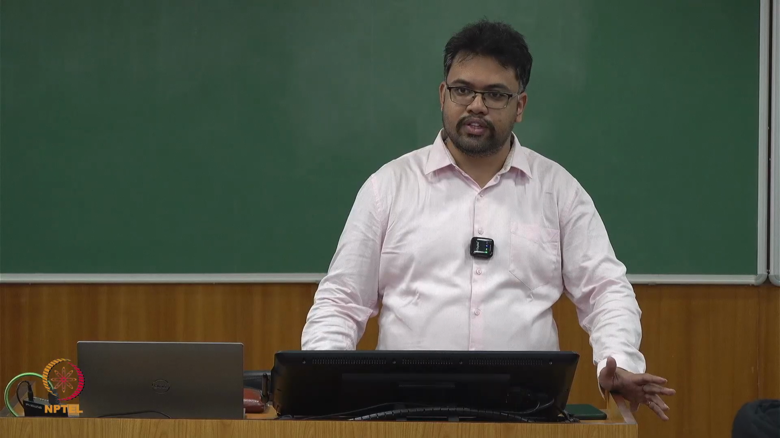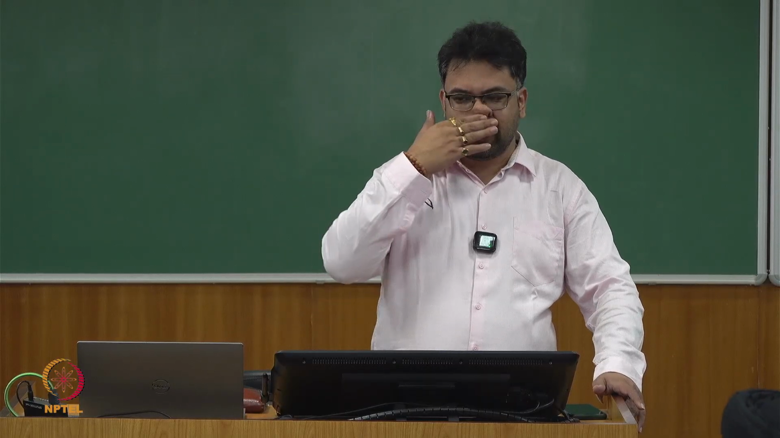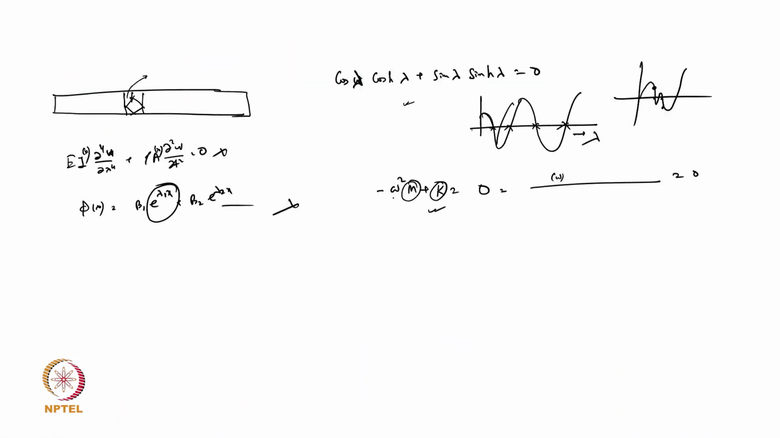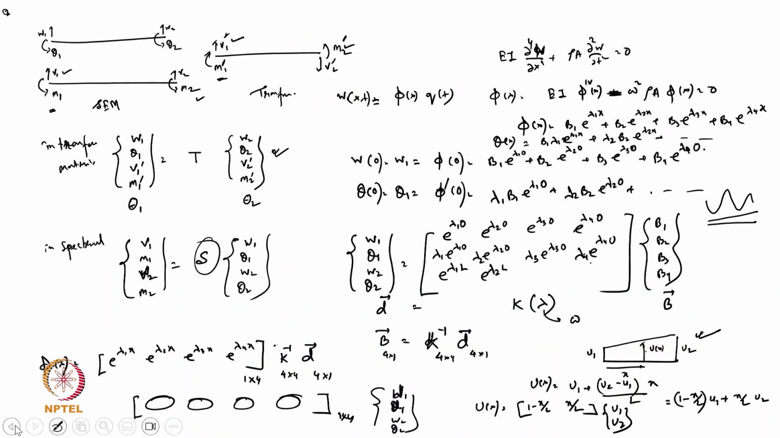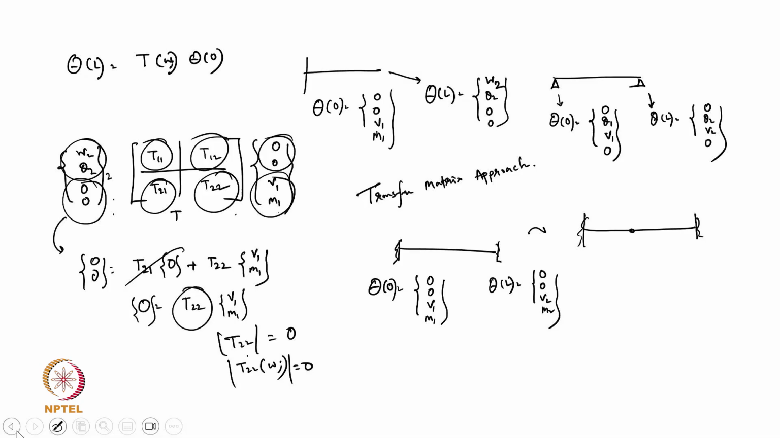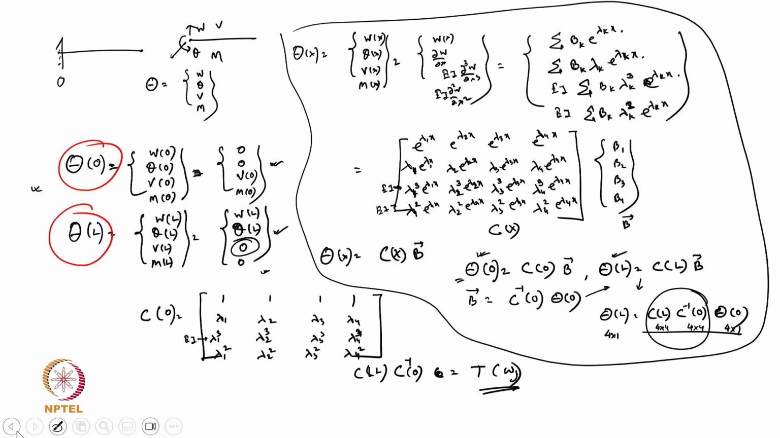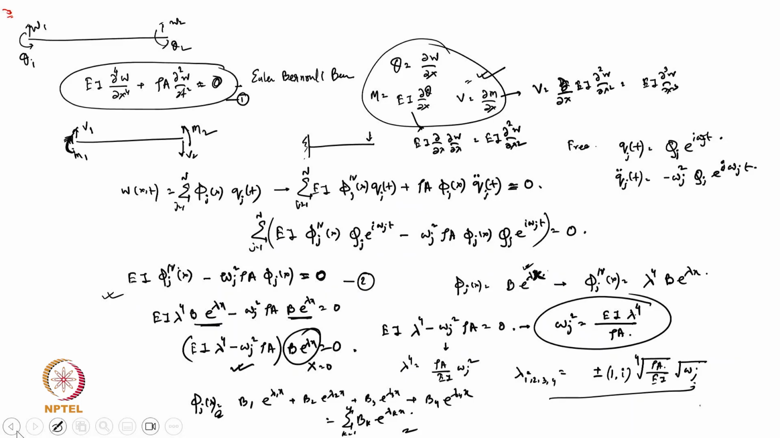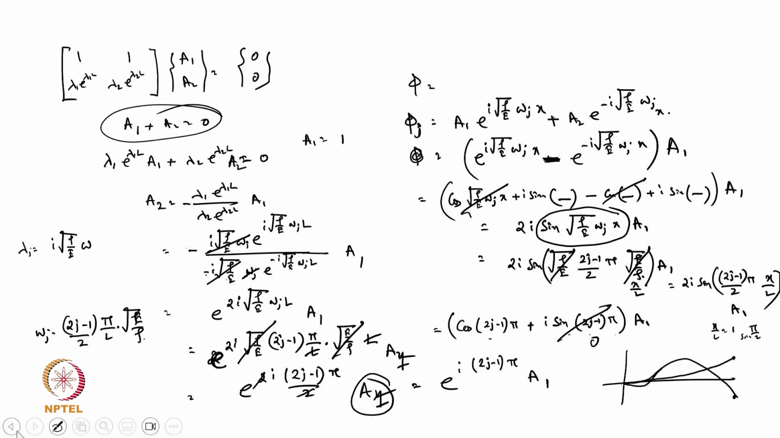In the last class, we developed the continuous structure lectures completely. First, we saw how to write the governing partial differential equation. Then from there, how to proceed to write the shape functions, which are frequency dependent in the case of the continuous system, and find the exact solution.